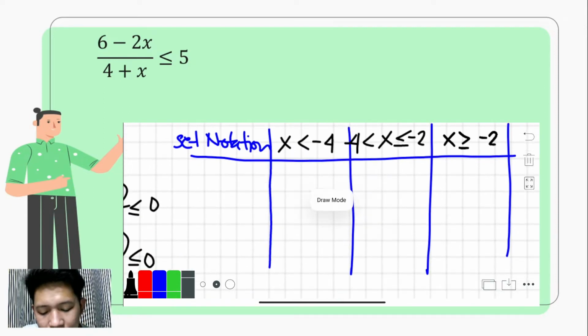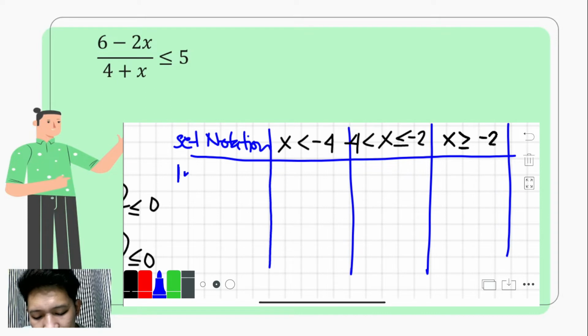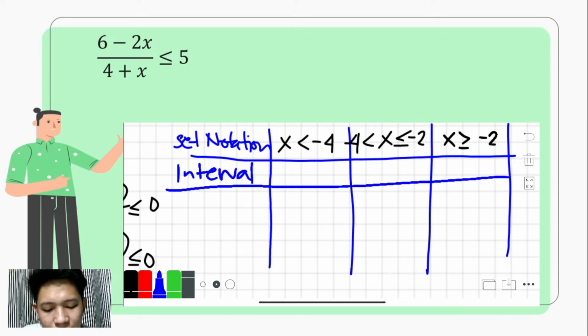Next, we have our next row. That would be our interval. Alright? So we just convert the set notation to interval.